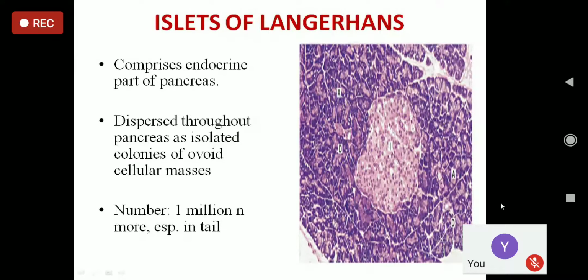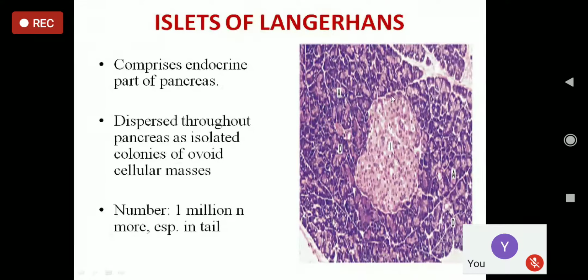The exocrine part is similar to the parotid gland, similar to having the acinus. We discussed this in the histology class also. And the endocrine part of the pancreas is the islets of Langerhans. It comprises the endocrine part of the pancreas, the islets of Langerhans, dispersed throughout the pancreas as isolated colonies of ovoid cellular masses.